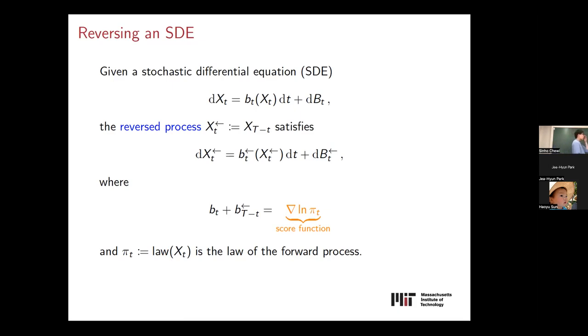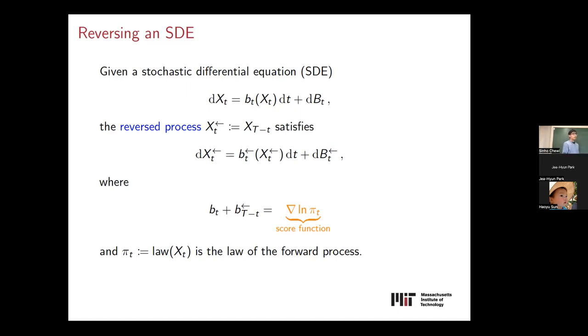Okay, so suppose we have some stochastic differential equation, and for simplicity, we're just going to say there's just a drift and then Brownian motion. Then you can define the time reversal of this process. So I fix some capital T, the time horizon over which I'm going to reverse it, and then I just define this reverse process at little time t. It's just the forward process at time capital T minus little t.